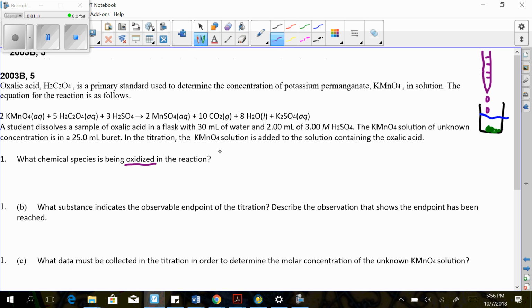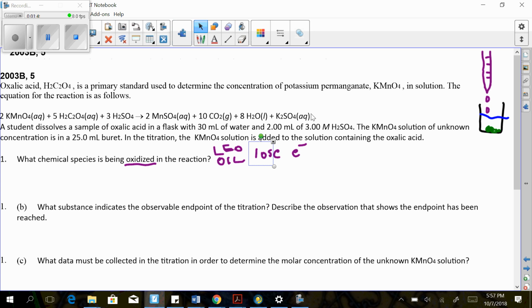If you look at LEO says GER, loss of electrons is oxidation, or if you look at OIL RIG, oxidation is loss. So we're looking at the species which loses electrons. If we look up here, we're going to want to look at all of our species, all of our compounds, and figure out which one is actually losing electrons.